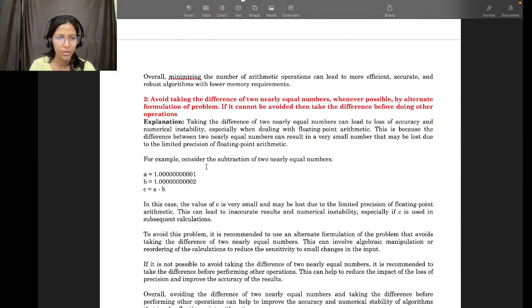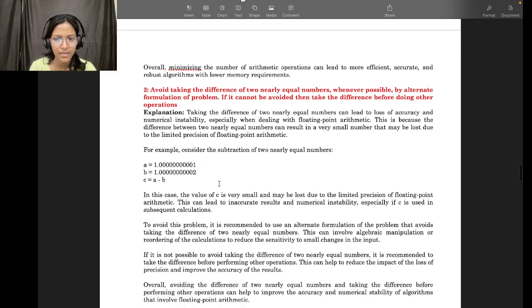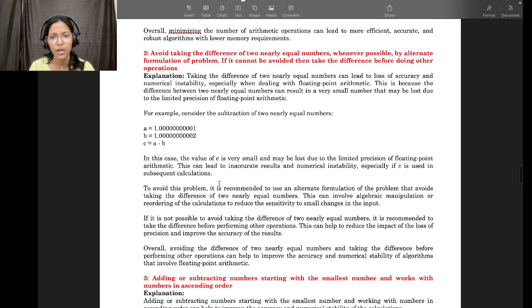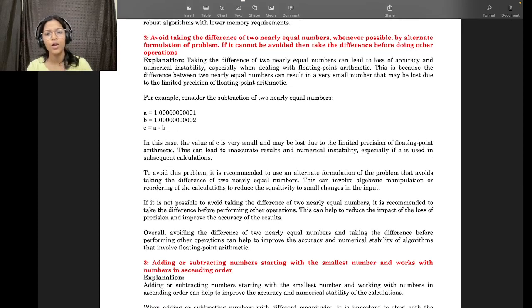If we take two nearly equal numbers a and b, when we subtract them, we will find that there is a very small difference, due to the limited precision of floating point arithmetic. This can lead to inaccurate results and numerical instability, especially if the result is used in subsequent calculations.